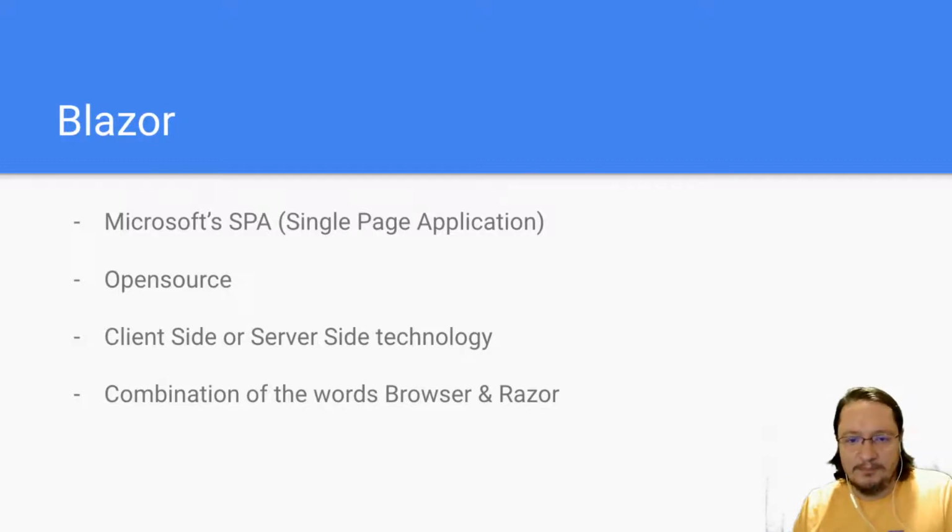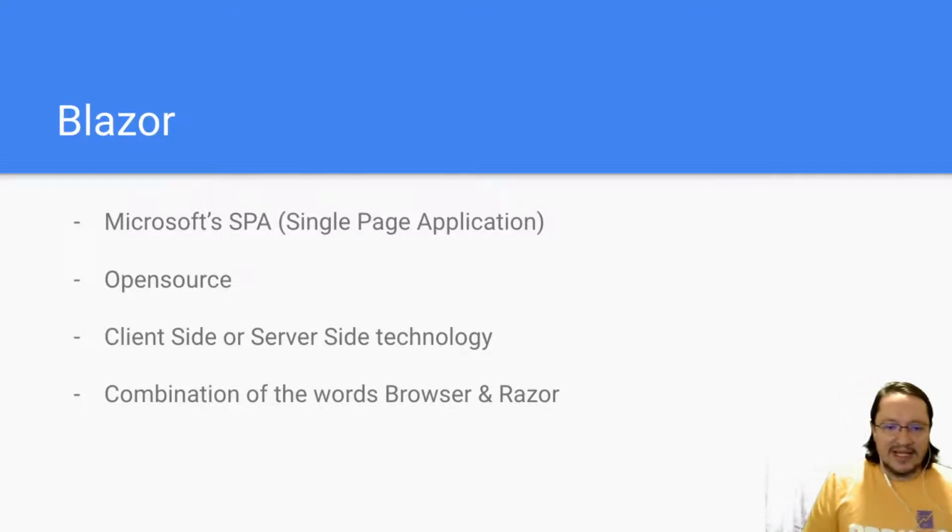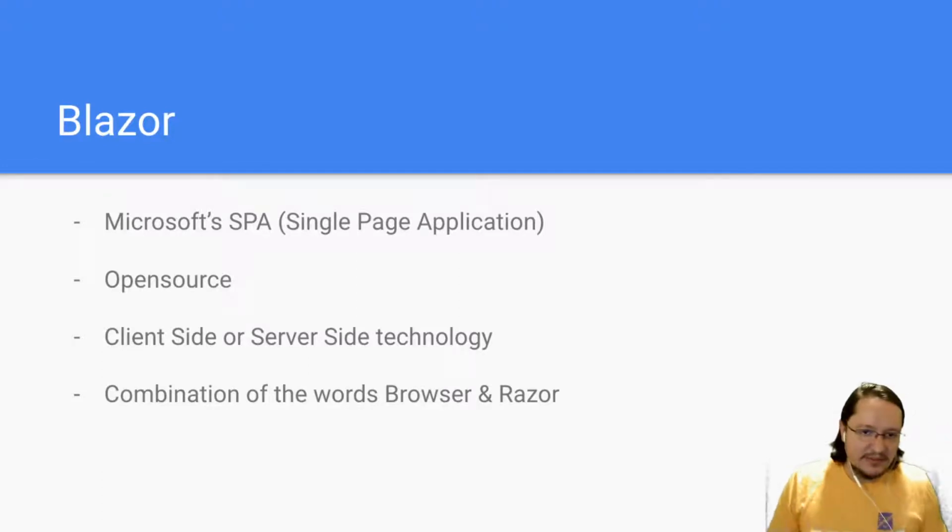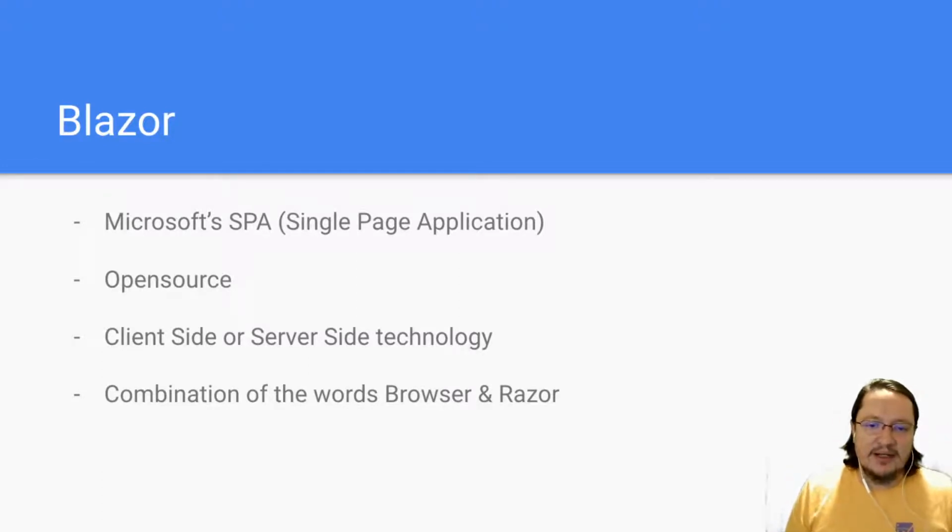So first off, what is Blazor? It's Microsoft's SPA, their single page application framework. It's their competition to React and Angular or whatever other JavaScript framework you want. It's open source. You can see it, add pull requests, build components for it, and extend it. They've been pretty open about the development, so you can actually see where it's going.